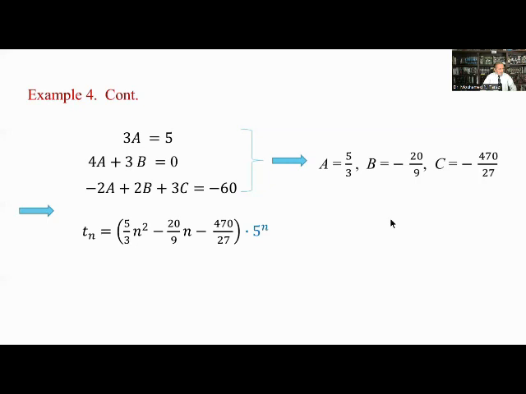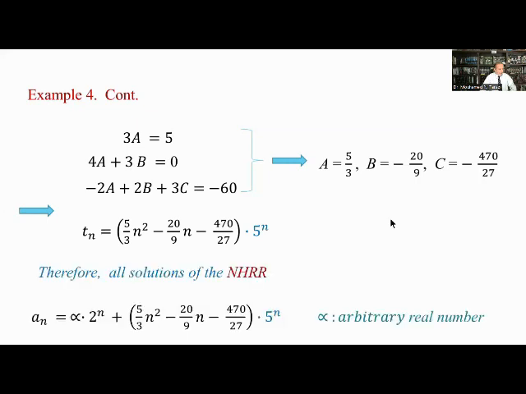So Tn will be the particular solution of the non-homogeneous recurrence relation. And therefore, the general solution, or all solutions, are this general solution plus the particular solution.